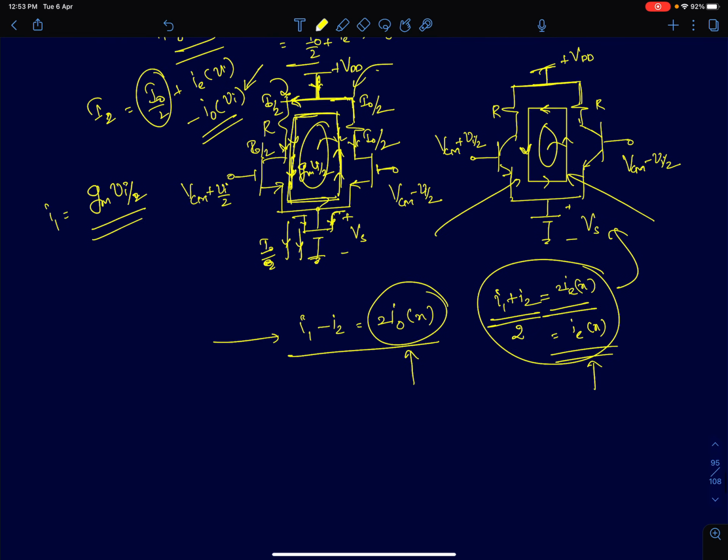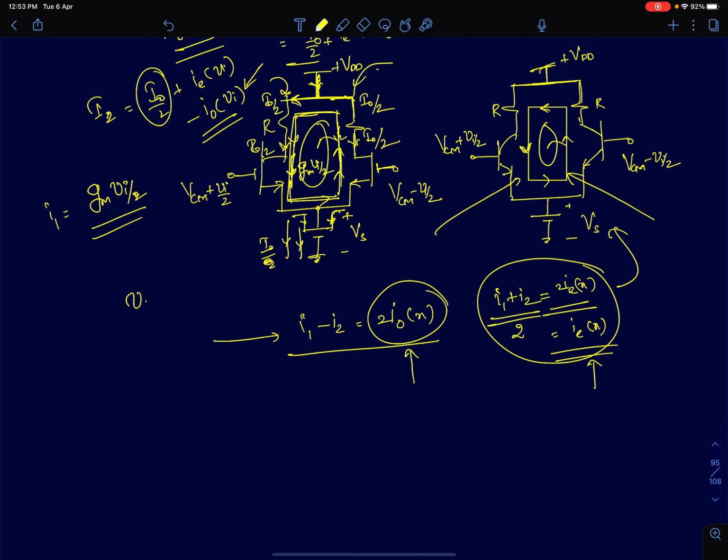The third important point is that the differential voltage Vi will distribute itself evenly between the two transistors. As I increase my input differential voltage Vi, half of it will appear across one device, and the negative half of it, minus Vi by 2, will appear across the other device. So these are the three important points we discussed about a voltage biased differential pair.